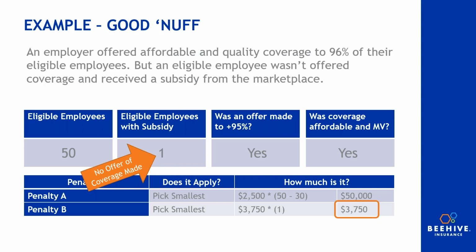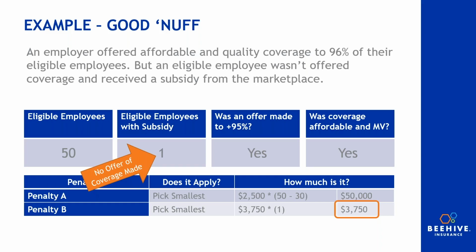The cost to offer that employee coverage and have them enroll would probably also be a little bit more than $300. So as an employer, the penalty in this case ended up being less than the actual cost of offering coverage. So that's why we call it good enough. So you may receive a penalty, but you may find that the penalty was actually less than what would have happened if you had offered coverage.